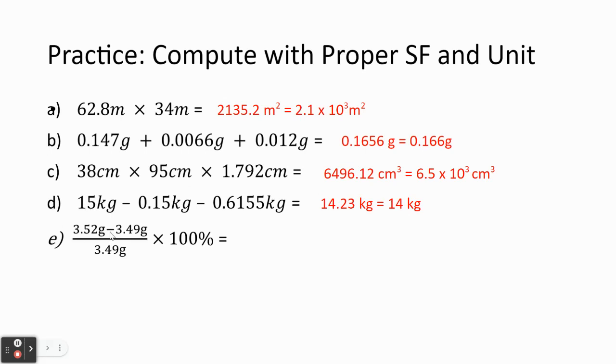Now, this problem has two different steps. We would subtract first, and then we would divide that answer. And the calculator would say 0.85959%. But because this operation here leaves us with only one decimal place, we're going to round our answer to just one decimal place.